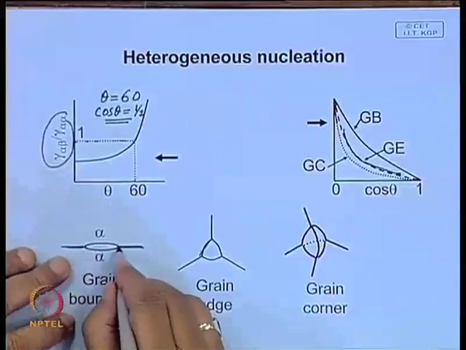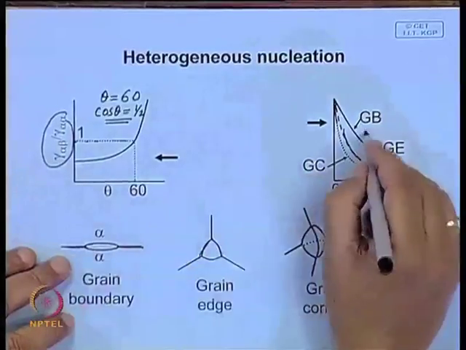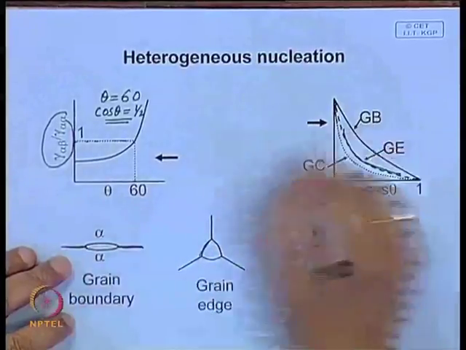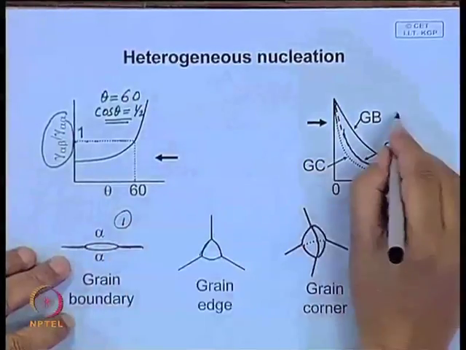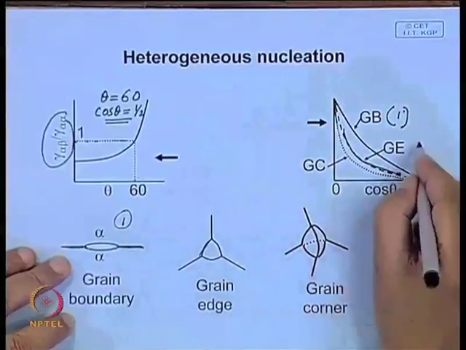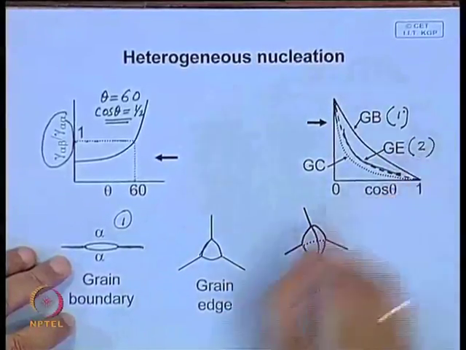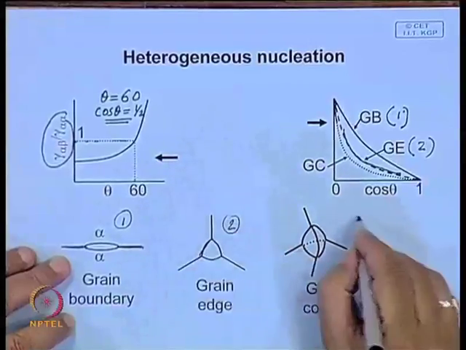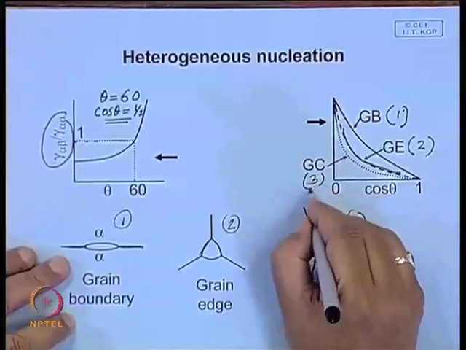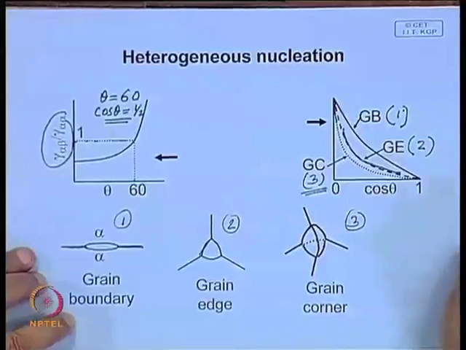So, this is the nucleation, this is what we consider for this type of precipitate. So, I will call it, this is 1. So, this represents 1, this grain edge, this represents, this is the 2, and this is 3. So, this is given by 3. So, that means the preferred site will be the grain corners, heterogeneous nucleation, and in that order.